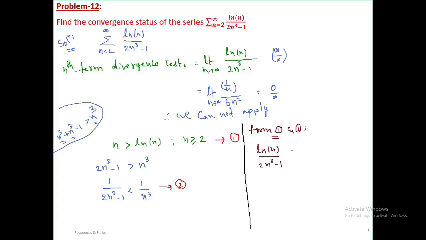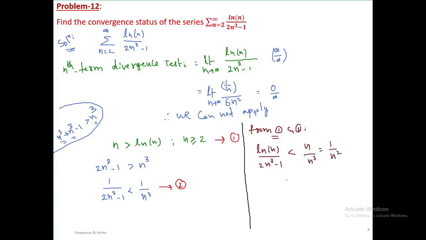And this one is less than. Ln n is always less than n. So ln n less than n. Numerator is over. Next denominator 1 by 2n cube minus 1. 1 by 2n cube minus 1 is less than 1 by n cube. So n cube. Okay. So therefore this is togetherly 1 upon n square.